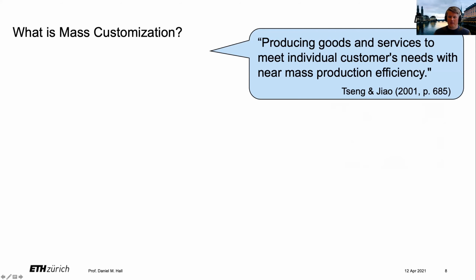You're never going to meet the theoretical limit of mass production, because in that situation, you're just producing the same thing over and over again. So of course, you're not going to meet that. You have some switching costs and some changes, but you want to get as close as you can to this limit of mass production, while still providing the right amount of flexibility.